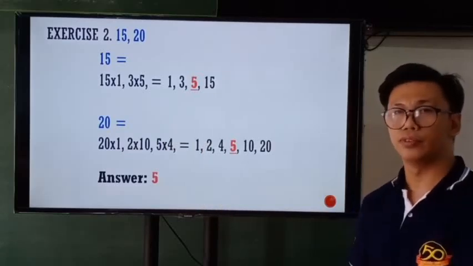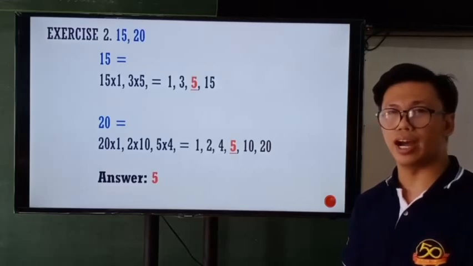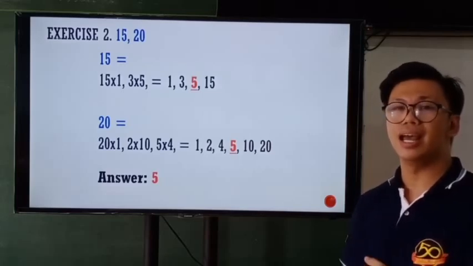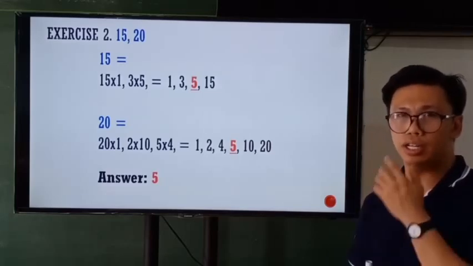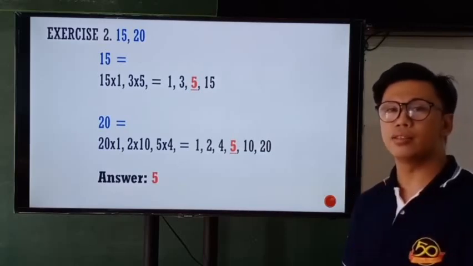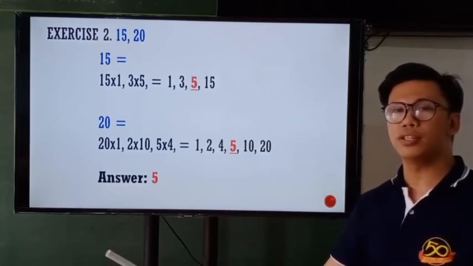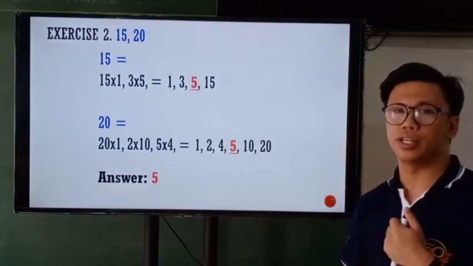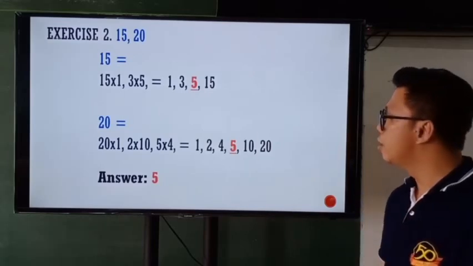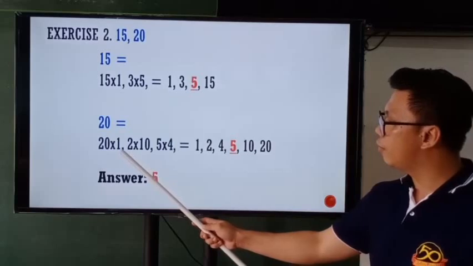What's next? Very good. We will write the numbers in ascending order. What do we call ascending? It is writing the smallest number going to the largest number. So let's start. What is the smallest number? Very good. 1.